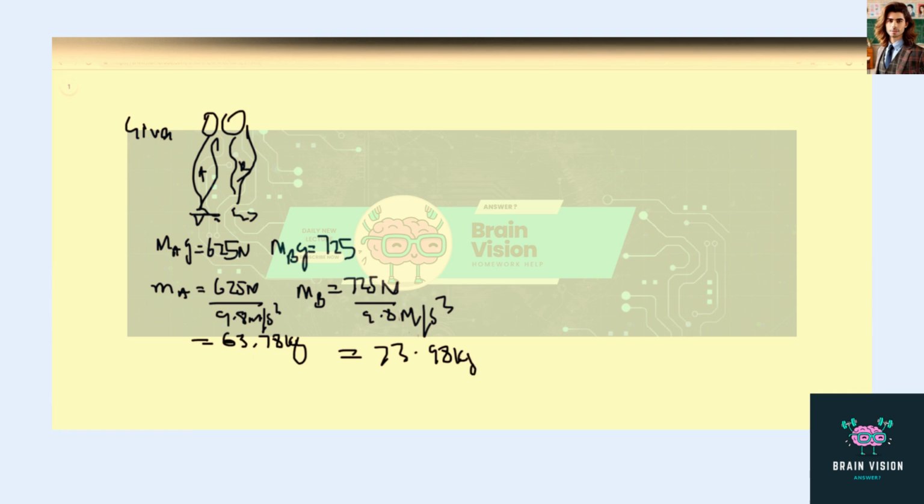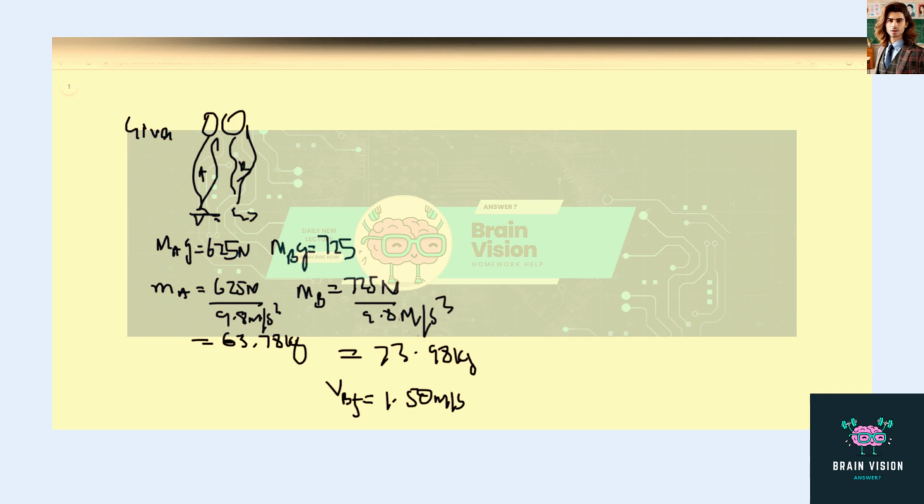Also, we're told the final velocity of B. We're given the final velocity of B as 1.50 meters per second.